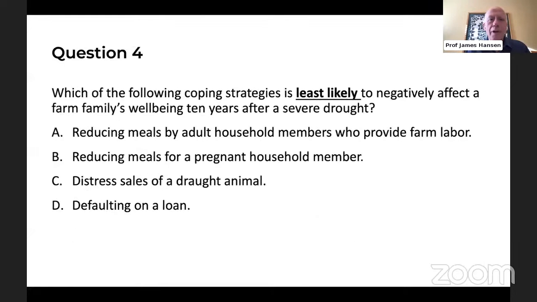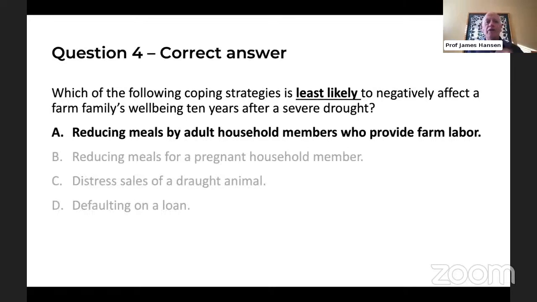Question 4, which of the following coping strategies is least likely to negatively affect a farm family's well-being 10 years after a severe drought? So this question asks for which of the mechanisms will not have a long-term impact? The correct answer is reducing meals by adult household members who provide family labor.